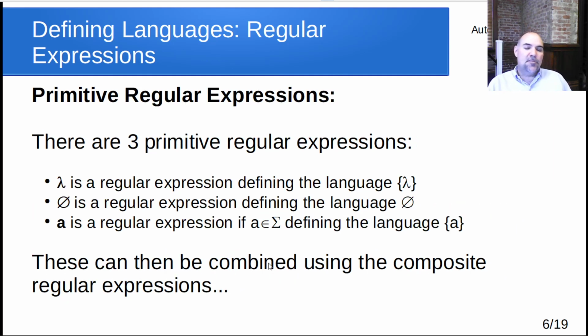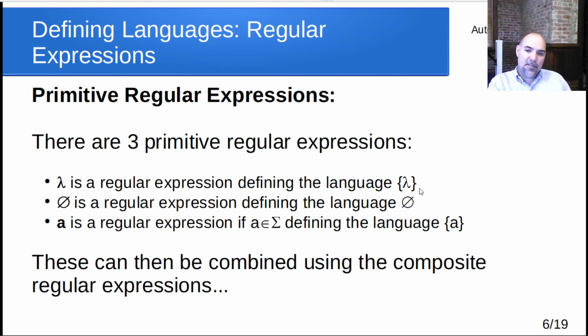All right, so let's start off with the primitive regular expressions. There are 3 of them that are defined. The first one is lambda. The regular expression lambda defines the language consisting of just lambda. In other words, this is a language that has one string, which happens to be the empty string, the string with no symbols in it. The next one is the empty set symbol, the null symbol, and that's a regular expression that defines the empty language. This is a language with no strings in it, so there are no elements in this set.